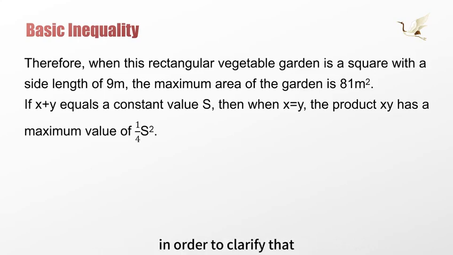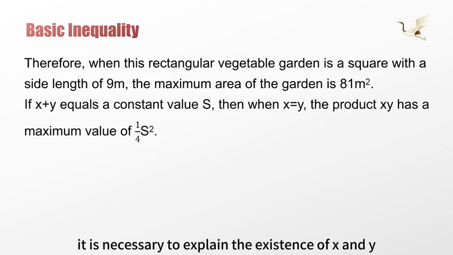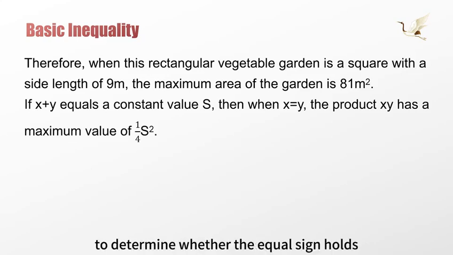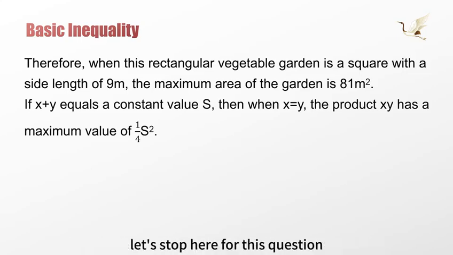In order to clarify that the maximum value of x multiplied by y is 81, it is necessary to explain the existence of x and y that satisfy the known conditions, such that x multiplied by y equals 81. It can be seen that it is necessary to determine whether the equal sign holds when using basic inequalities to solve the problem of finding the maximum value. Let's stop here for this question.